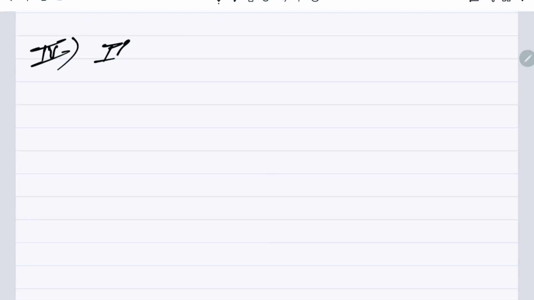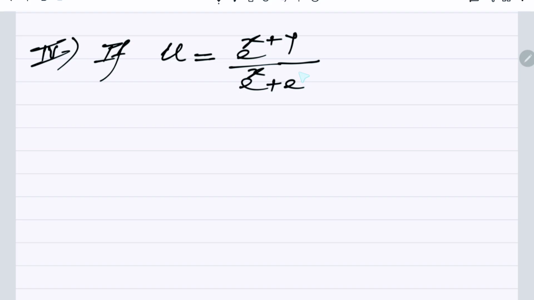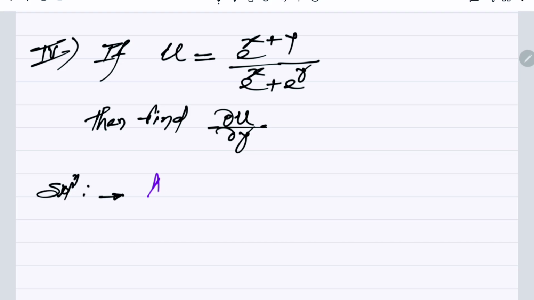Then lastly, an example for the quotient rule. If u is equal to e raised to x plus y divided by e raised to x plus e raised to y. Both terms, numerator and denominator, are functions of x and y. Then differentiate u partially with respect to y, keeping x constant. And therefore, to obtain ∂u/∂y, we have to apply the quotient rule.